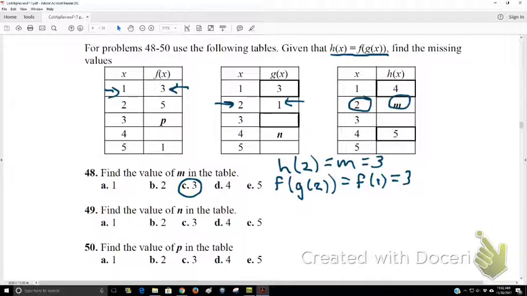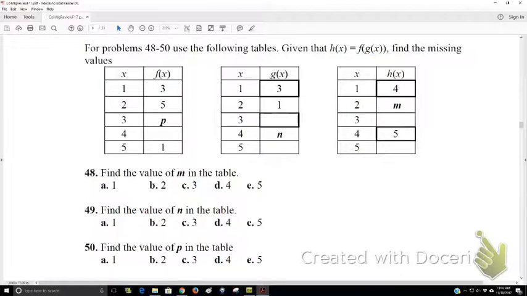Now let's go on to 49. Now we have to find the value of n. So let's first identify where n is and what we know. This is for the function g, so we know right now that g of 4 equals n. Now how are we going to use that information? Well, remember what happens. G of 4 gets put into f to create h.